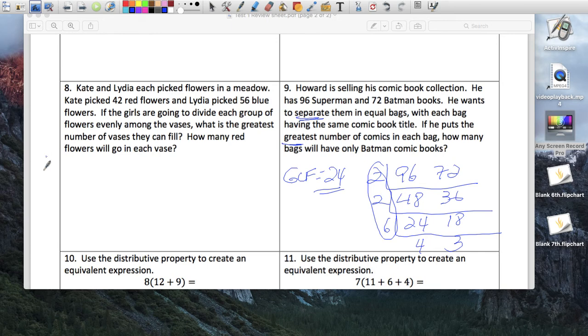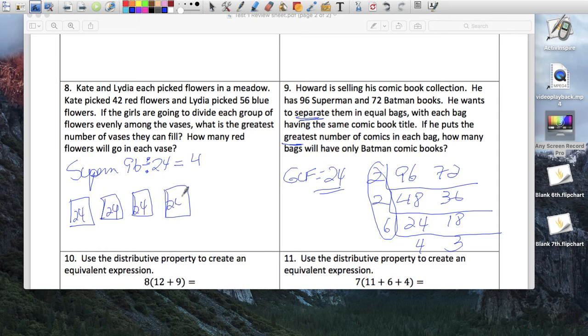So let's start with the Superman. Superman comic books, he has 96, right? And he wants to put them in bags. There are bags. I don't know how many, but he wants to put them in bags. It's only Superman titles in each bag. So how many can you put in each bag? 24. So let's divide that. So if I have 96 and I divide it by 24, that's going to be 4. I can make 4 bags of Superman comic books. 24 comic books here. 24, 24, 24. Good. And Batman.